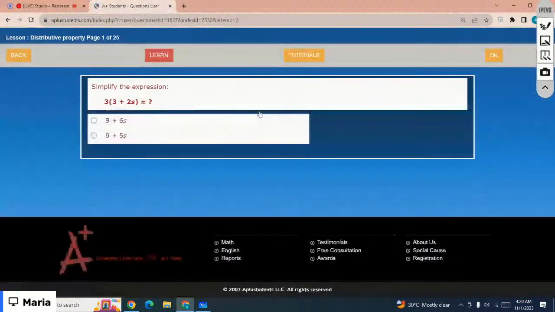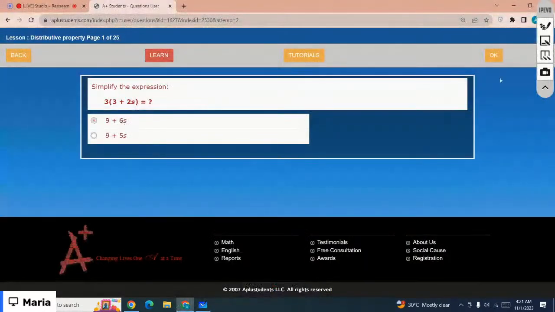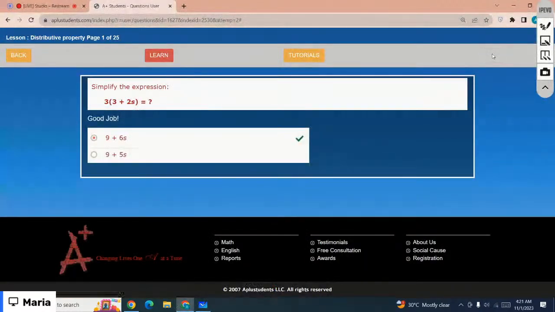Okay. So we have 3 times 3 plus 2s. You need to multiply this 3 with 3 and 2s. You have to do 3 times 3, that is 9, and 3 times 2s, that would be 6s. So the correct option is 9 plus 6s. Option number 1 is the correct option.